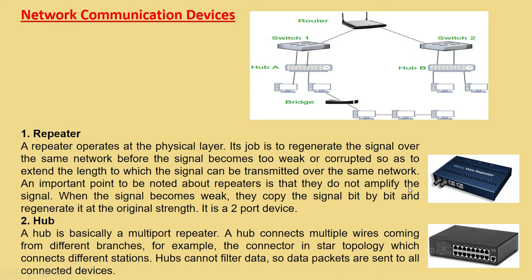Now what is a hub? A hub is basically a multi-port repeater. A hub connects multiple wires coming from different branches. For example, the connector in star topology which connects different stations. Hubs cannot filter data, so data packets are sent to all connected devices. Now see, this is the hub. Here different ports are there.